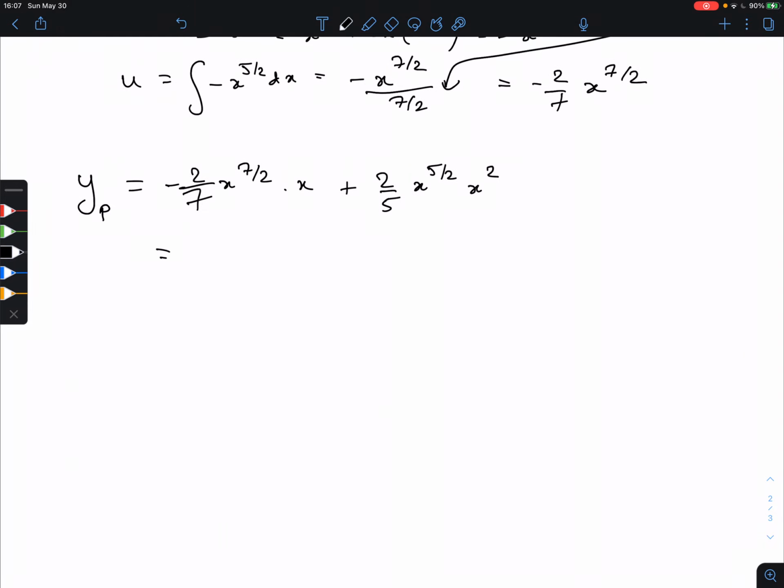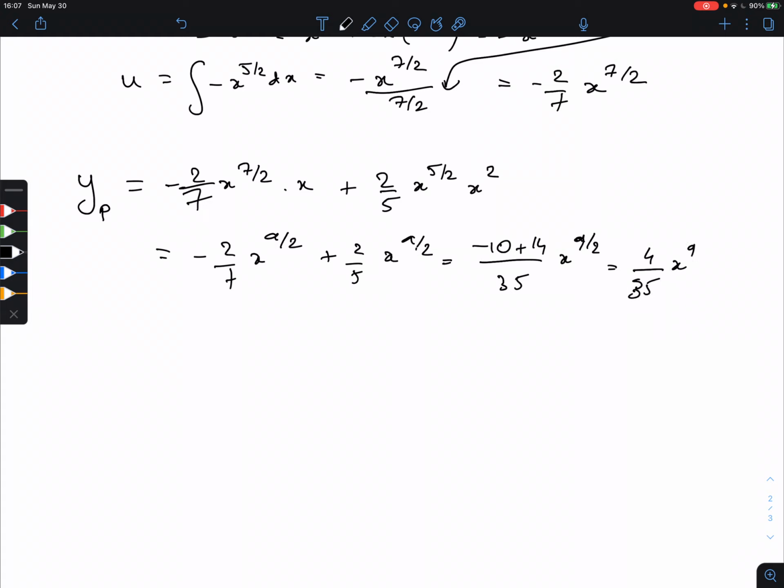So if I were to work this out, it's minus 2/7 x to the 9/2 plus 2/5 x to the 9/2. So actually they combine here. We get exactly one power, and if you combine like terms on the common denominator, 35, that's minus 10 plus 14 x to the 9/2. So this would be 4/35 x to the 9/2.